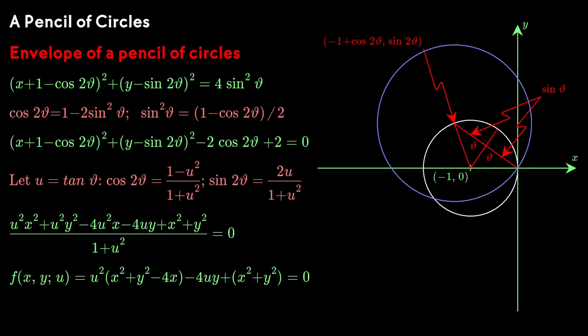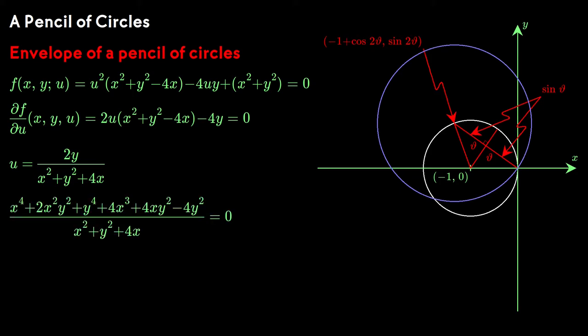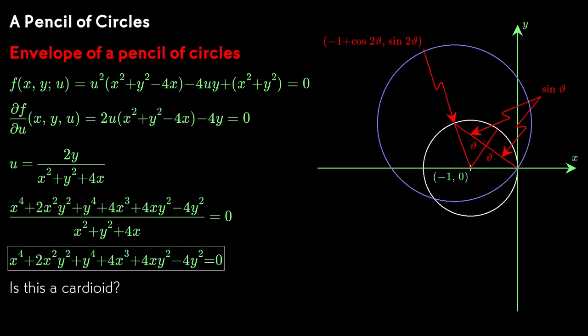Now that I have this formula, I'm going to make room on the chalkboard by erasing how I got it. For a point to be on the envelope, both the defining function and its partial derivative with respect to the parameter must be zero. We differentiate the function, solve the derivative formula for u, substitute this value into the equation for f, and we get a polynomial formula for the envelope. But does this formula define a cardioid?